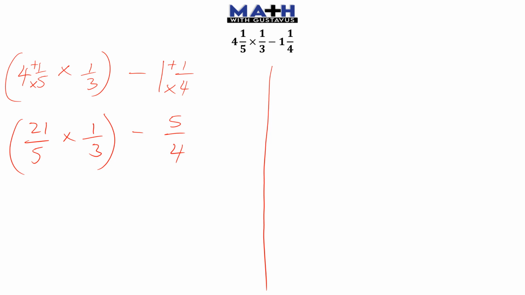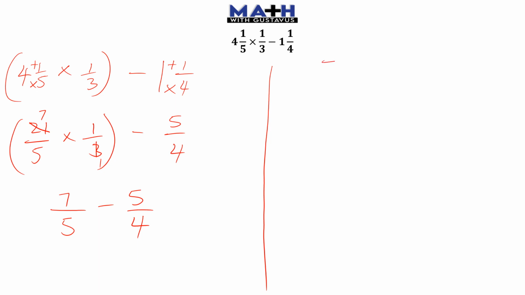Now we're going to cancel when we're multiplying, right? So we can cancel on the diagonal right there. We can cancel the 21 and the 3 by dividing by 3. Now 3 into 21, that goes 7 times, and 3 into itself goes 1 time. There's nothing else here for us to reduce or cancel, so let's multiply the numerators. 7 times 1, which is 7, then multiply the denominators. 5 times 1, which is 5, and then we're going to subtract that from 5/4. The problem is now down to just subtraction.